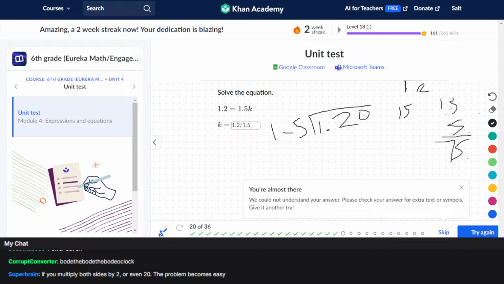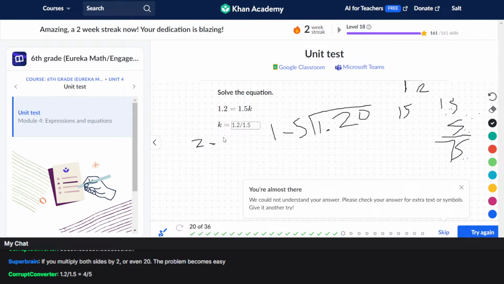If you multiply both sides by 2 or even 20, the problem becomes easy. Really? Oh, I'll try that. Okay. I'm gonna try that instead. I'll just do by 2 then. 1.2. Oh, well, now I have something to compare to make sure I do it right. Alright, I'll multiply both sides by 2 then. Multiply both sides by 2, so it's 2.4 over 3? Wait, how did that make it easier?